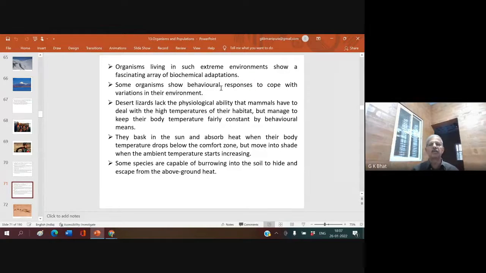They bask in the sun and absorb heat when their body temperature drops below the comfort zone. You know, in the early morning, when the temperature is very low, what do these animals do? Please know one thing, all these ectothermic animals, cold-blooded animals, like your snake, let me give the example of snake.